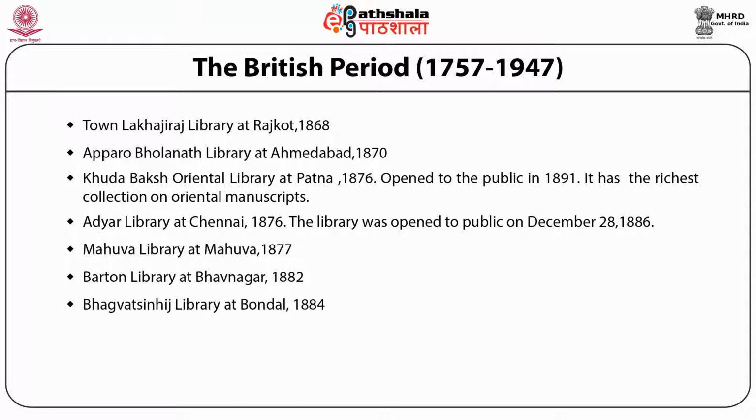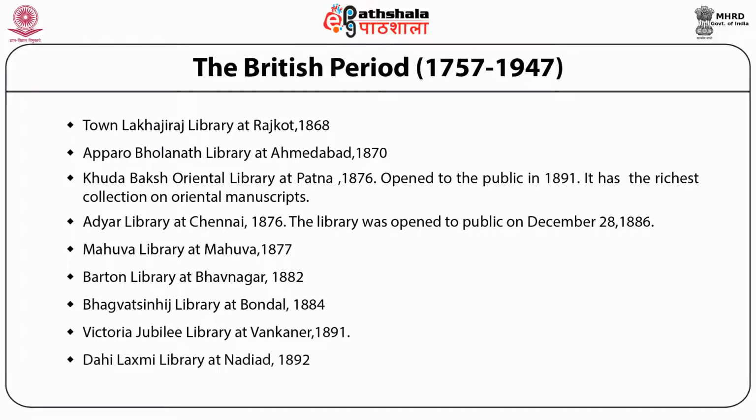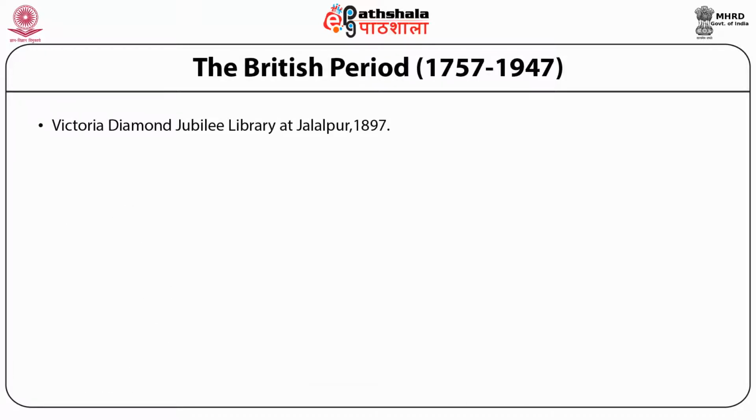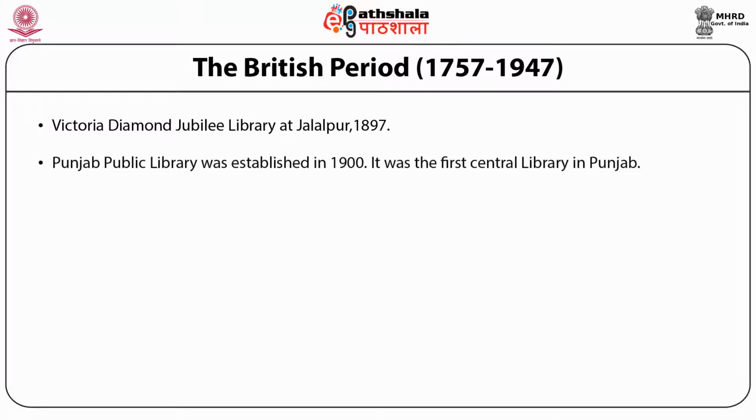Bhagwat Singh Ji Library at Bondal, 1884. Victoria Jubilee Library at Bankner, 1891. Dahi Lakshmi Library at Nadiyad, 1892. Tikhat Singh Ji Library at Bod, 1892. Victoria Diamond Jubilee Library at Jalapur, 1897. Punjab Public Library was established in 1900 and it was the first central library in Punjab.